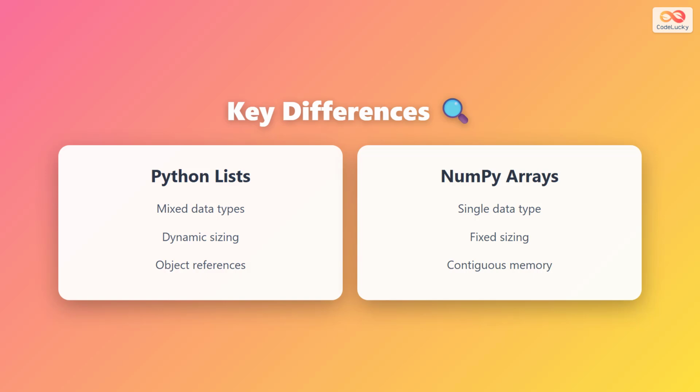Here are the key differences between these two structures. Python lists can handle mixed data types, have dynamic sizing that allows them to grow or shrink, and store object references in memory. NumPy arrays, on the other hand, require a single data type, have fixed sizing once created, and store data in contiguous memory blocks. These differences might seem minor, but they have massive implications for performance.